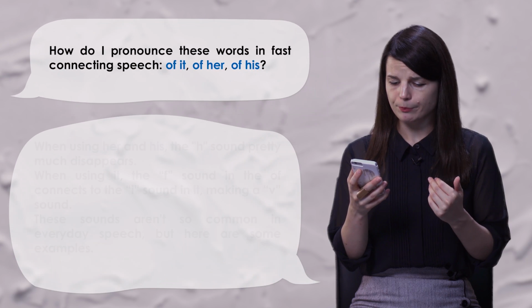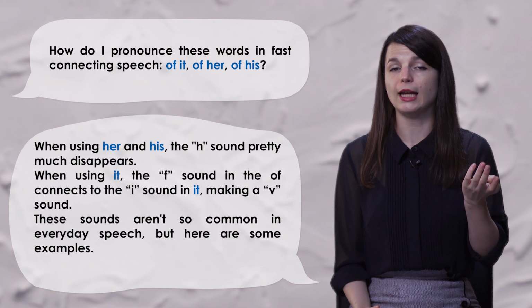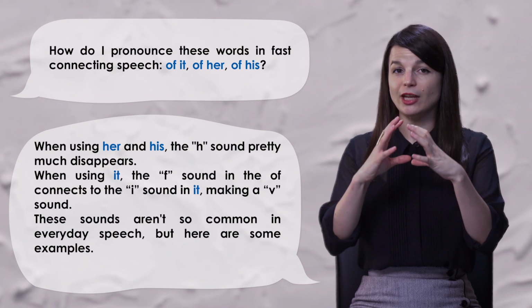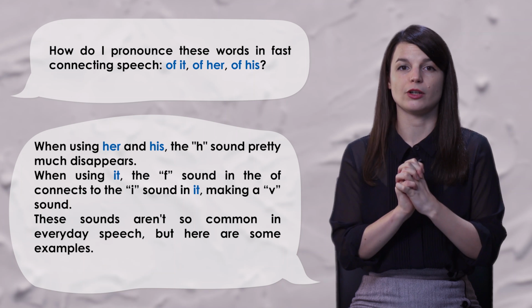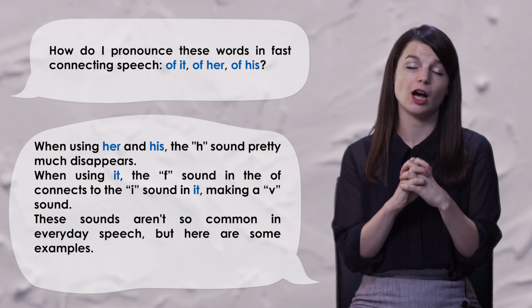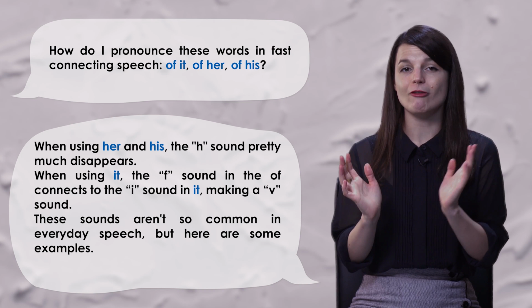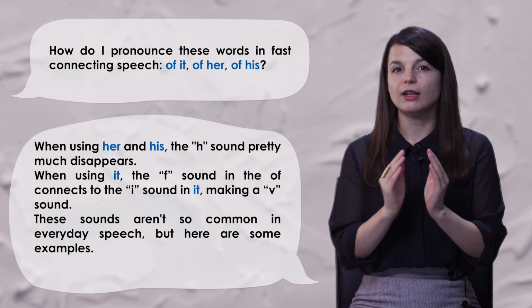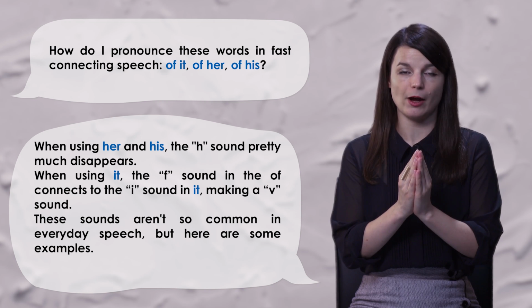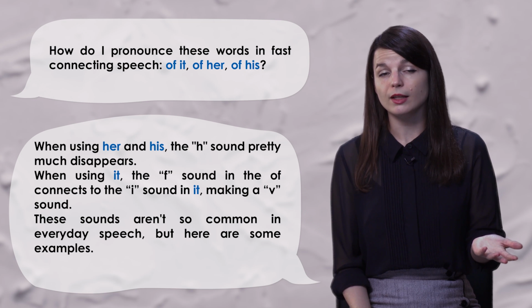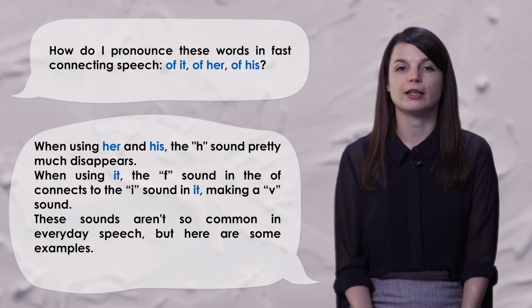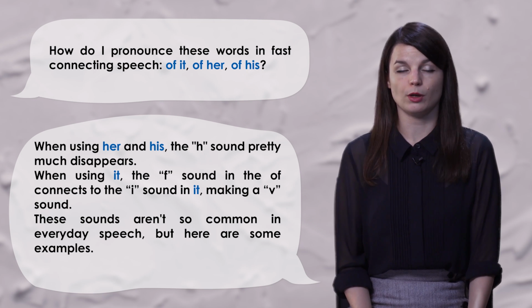Okay, well, first with the her and his examples, that H sound almost disappears, like it becomes very reduced, of her and of his. I'll give some examples in a moment. With of it, the two kind of connect. They make a V sound. Patterns that might use something like this are not so common in everyday speech, but these are a couple cases where you might hear it.